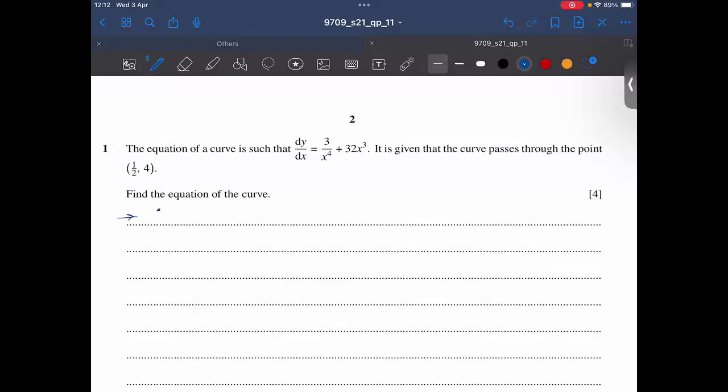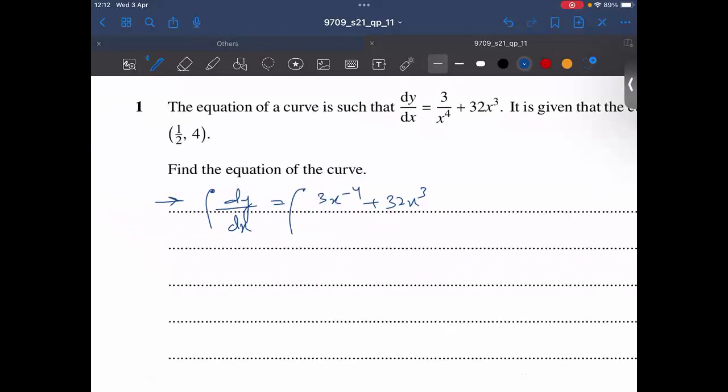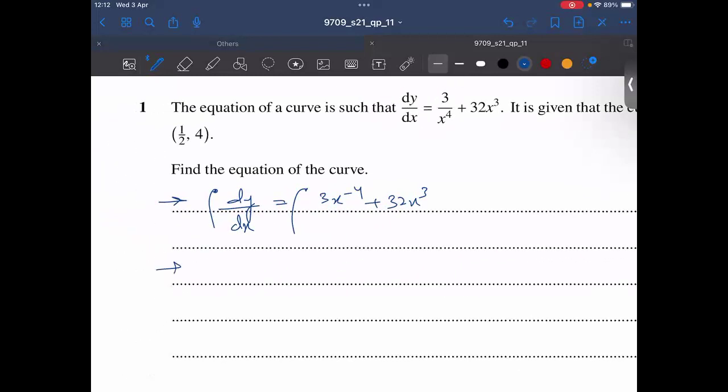So let's apply integral on both sides of the gradient function. So dy over dx equals 3x to the power of minus 4 plus 32x cubed. All right, and the integral of dy over dx is going to be y equals 3x to the power of minus 3 divided by minus 3 plus 32x to the power of 4 divided by 4 plus c.